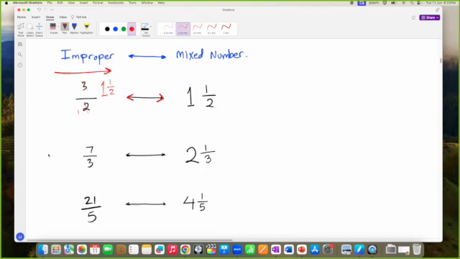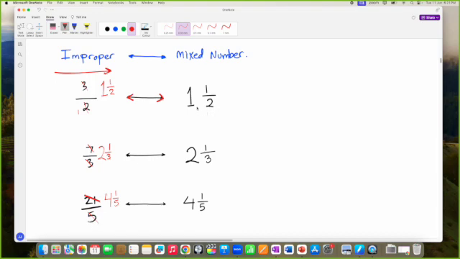Again, over here we have example 2. How many times can 3 go into 7? Well, 3 could go into 7 2 times. 3 2's are 6, and then you have 1 remaining to give you 7. That will be over your 3, right? How many times can 5 go into 21? Well, 4 times it could go into 20. 5 4's are 20, and I'll have a 1 remaining. Right? And you have your mixed number.